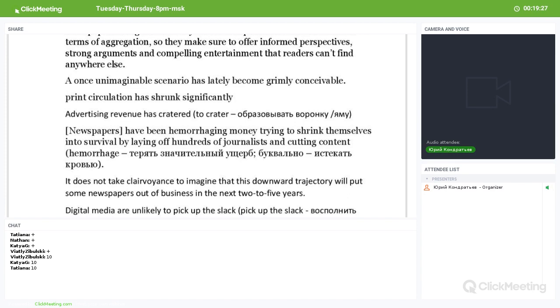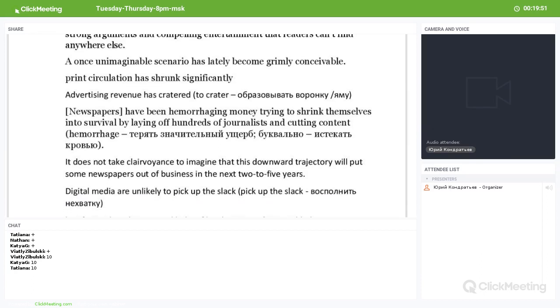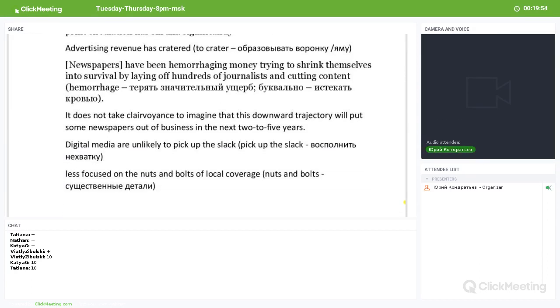You can also say print circulation has shrunk significantly. Shrink, shrunk. It means to decrease, right? Advertising revenue has cratered. That's another expression. Or newspapers have been hemorrhaging money, trying to shrink themselves into survival by laying off hundreds of journalists and cutting content. Okay, so it means they have some financial losses.